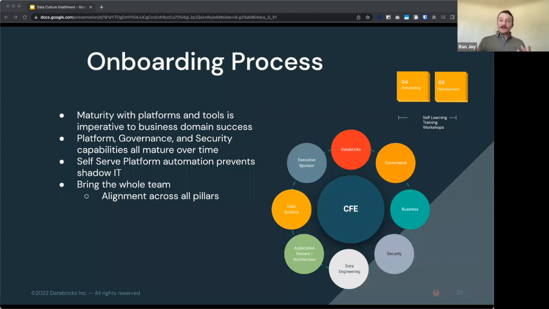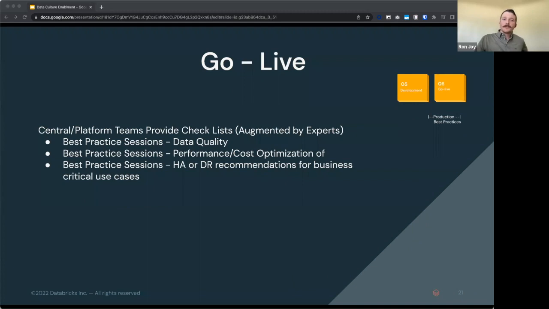There's a lot of different players here to make sure that everything's going well, but really this is about keeping that ball rolling, right? Go live, this is very, very key, right? Having go live, having change management, having HADR recommendations is really, really key here. So augment this by your experts, right? The experts have seen what can go wrong and they can help you identify and prevent that from happening.